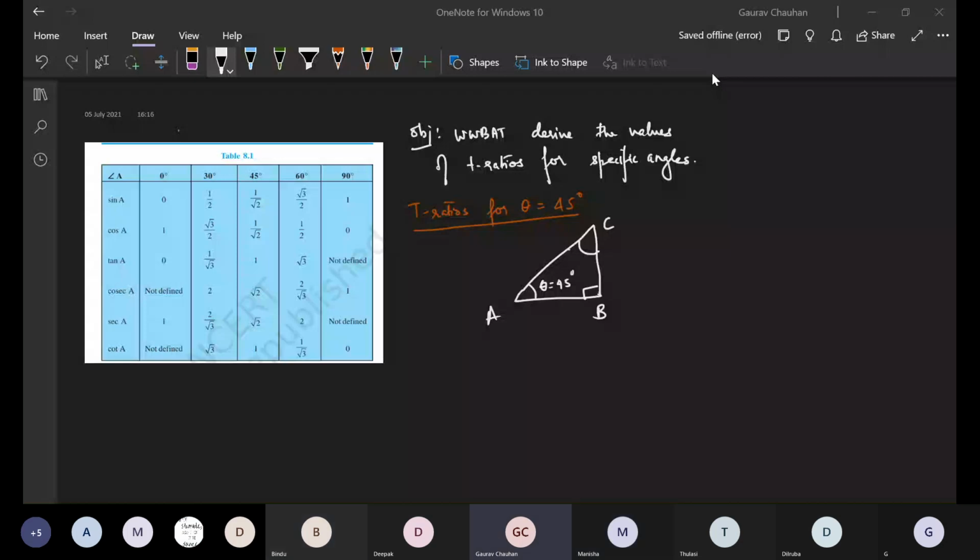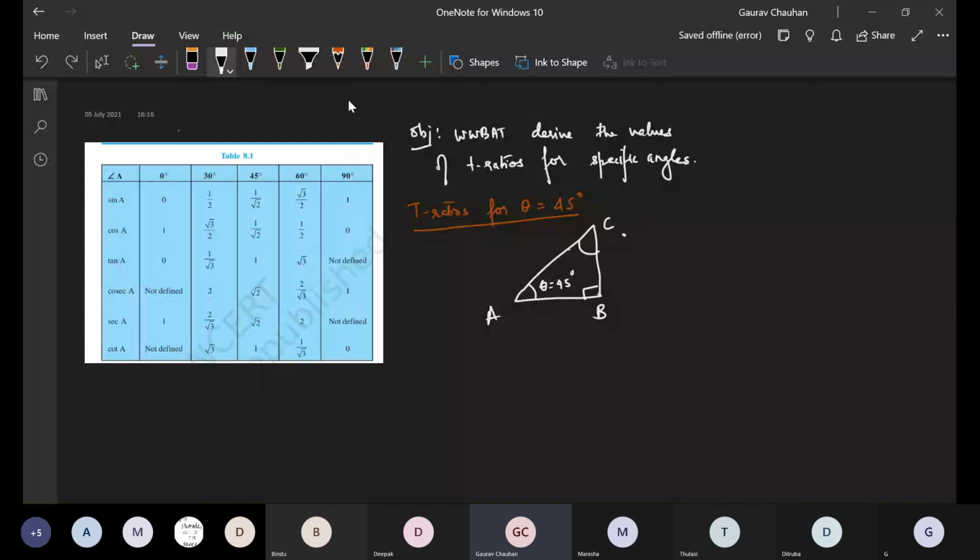I'm not saying much. Manisha, can you unmute and speak? Yes, sir. Okay, Manisha, say hi. Hi, sir. Okay, a little lag is there, but I think we can work with it. Okay, Manisha, tell me what do you think will be the value of angle C?